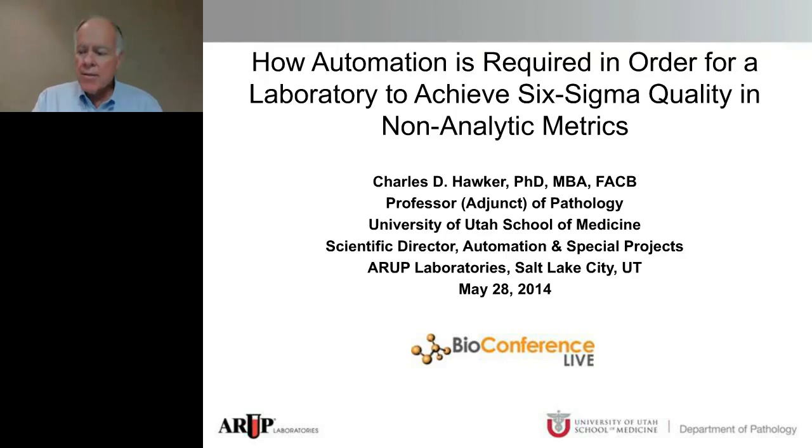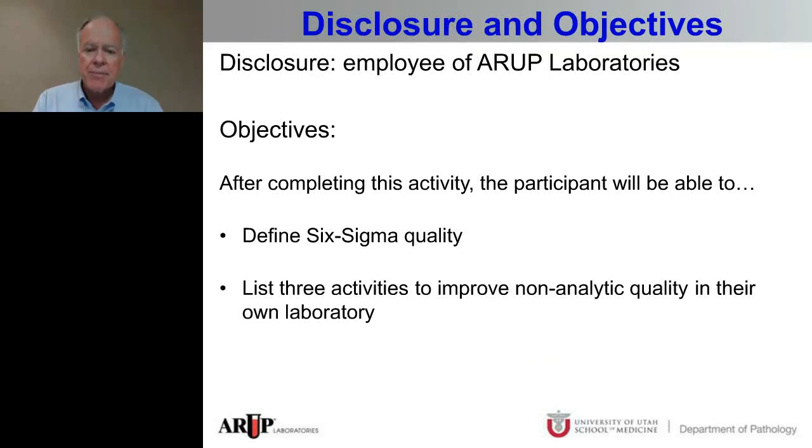Good morning. This is Dr. Charles Hawker. I'm a professor of pathology at the University of Utah School of Medicine in Salt Lake City, and also scientific director for automation at ARUP Laboratories. And it's my pleasure to present this webinar on how automation is required in order for a laboratory to achieve Six Sigma quality in non-analytic metrics.